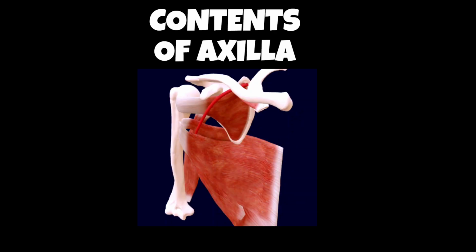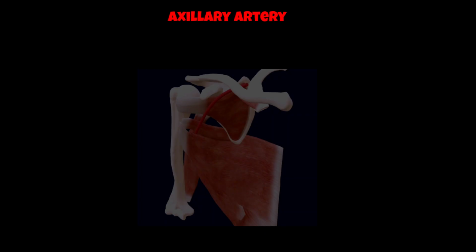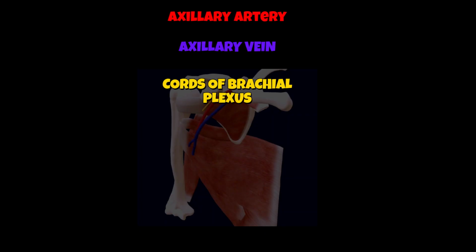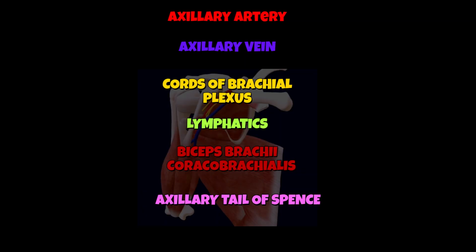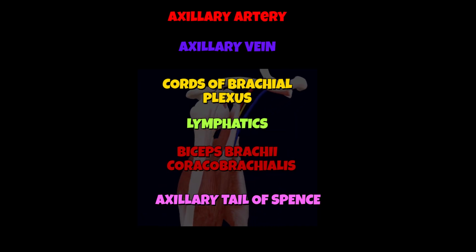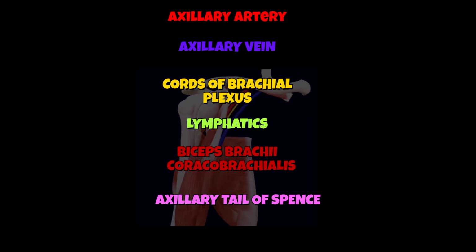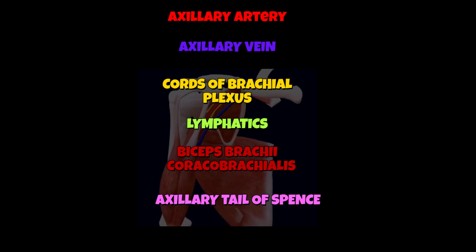So now coming on to the contents of the axilla, which consists of the axillary artery and its branches, axillary vein and tributaries, brachial plexus cords and branches, the lymphatics, fat and connective tissue, and the proximal portions of biceps brachii as well as coracobrachialis, along with the axillary extension of the mammary gland. Now, the details on the biceps brachii and coracobrachialis will be covered in the next video.